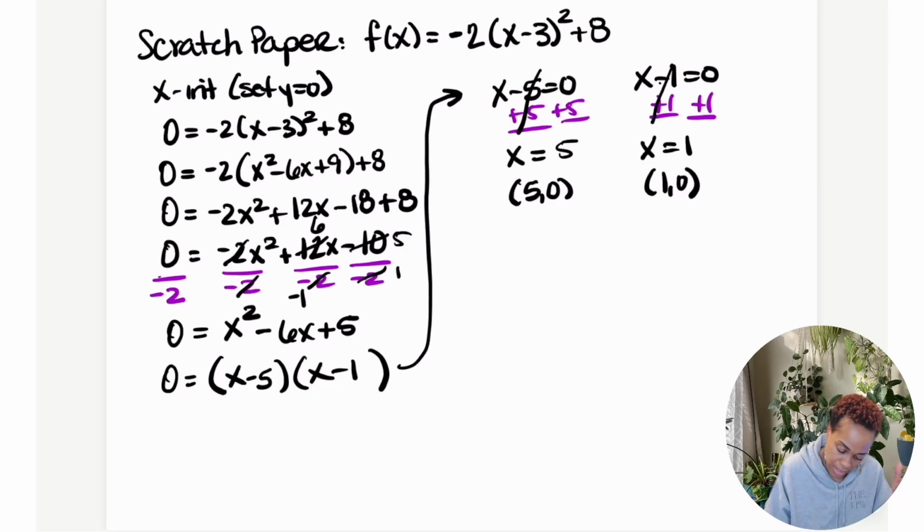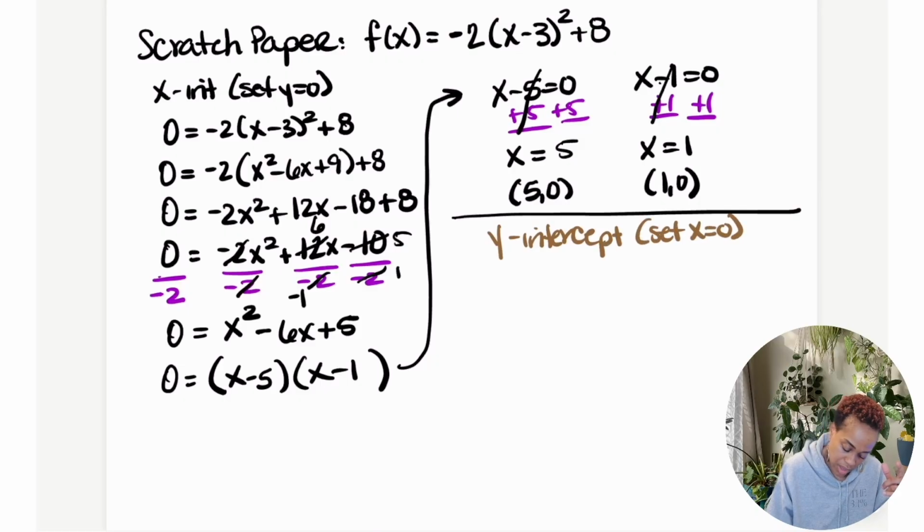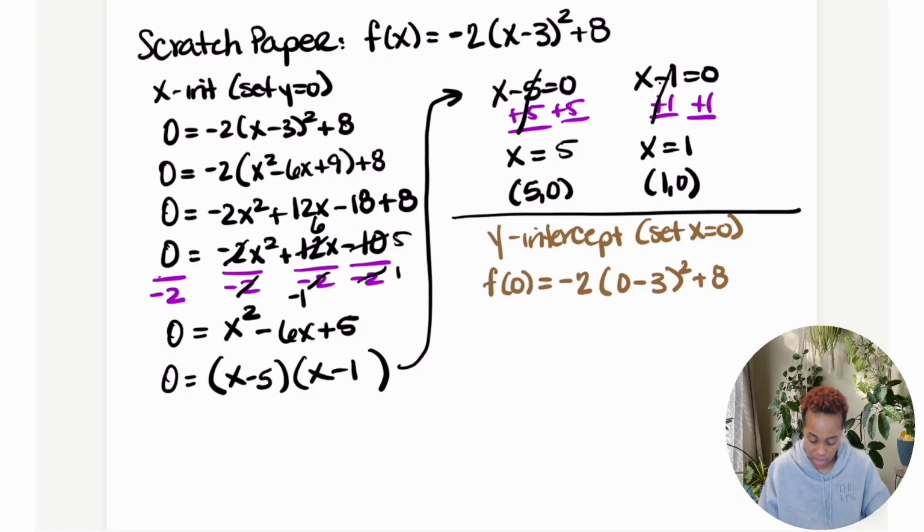Let's find the y-intercept. Now, for the y-intercept, you set x equal to 0, and you solve for y. So for the y-intercept, we're going to set x equal to 0. Now, y and f of x are the same thing, okay? So what we're looking for is f of 0. So f of 0 is going to be equal to negative 2 times (0 minus 3) squared plus 8. We're setting x equal to 0 so that we can find y and get our y-intercept.